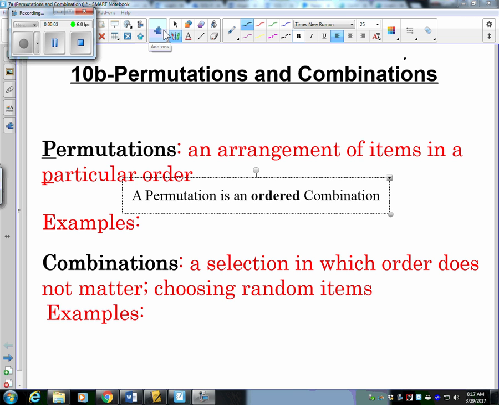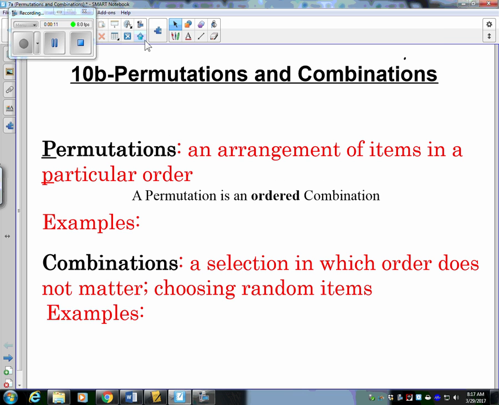Welcome to 10B for permutations and combinations. A permutation is an arrangement of items in a particular order. That's important, that it's in a particular order. So a permutation is an ordered combination. I'll get to examples in just a little bit.